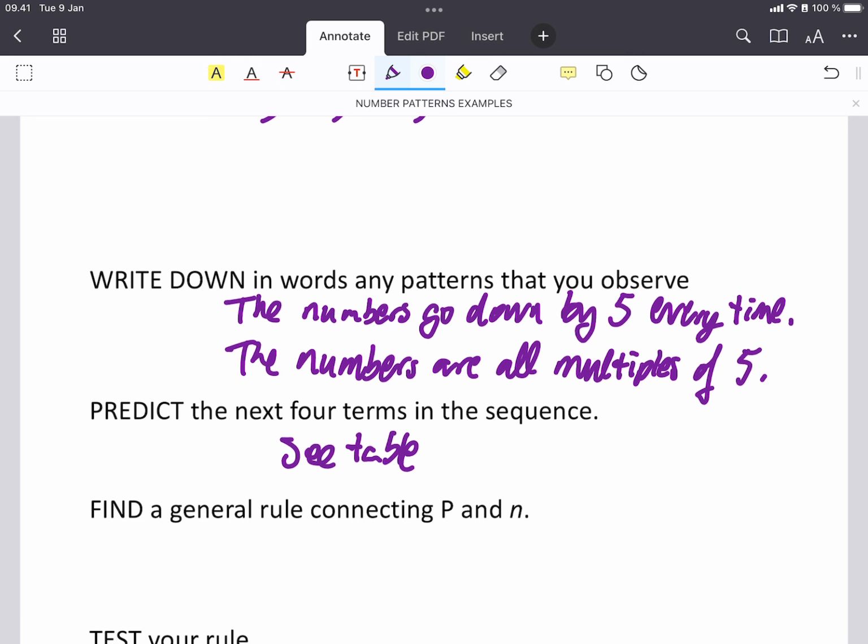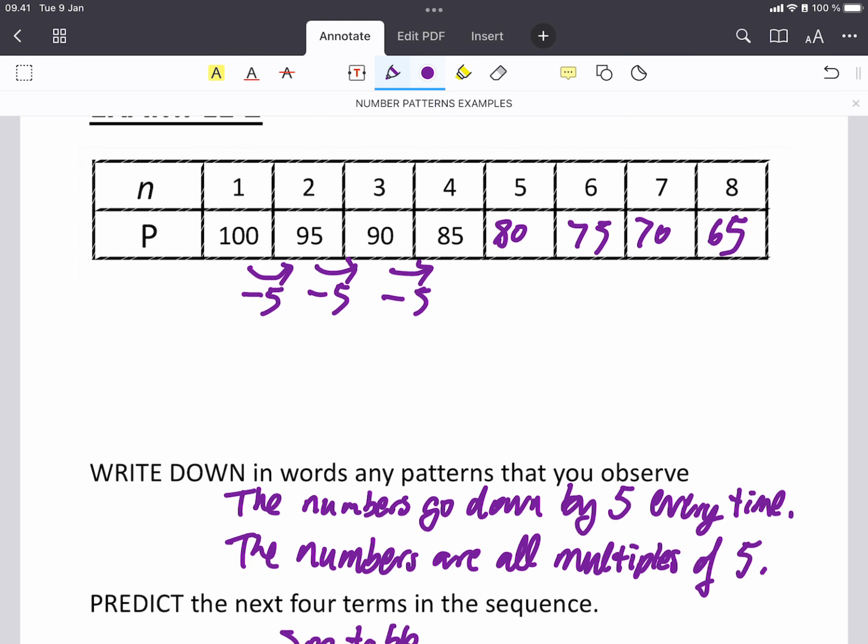Okay, so here's the killer. Find a general rule connecting P and N. Okay, well, the fact that the P's are going down by 5 every time the N's go up by 1 gives you the big clue that there's a minus 5 times n in the rule. So if the rule was minus 5 times n, you'd have minus 5 times 1, which is minus 5, minus 5 times 2, which is minus 10, minus 5 times 3, which is minus 15, and so on, minus 20, minus 25, and so on.